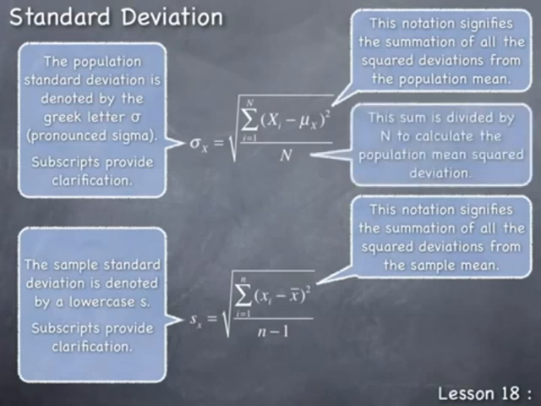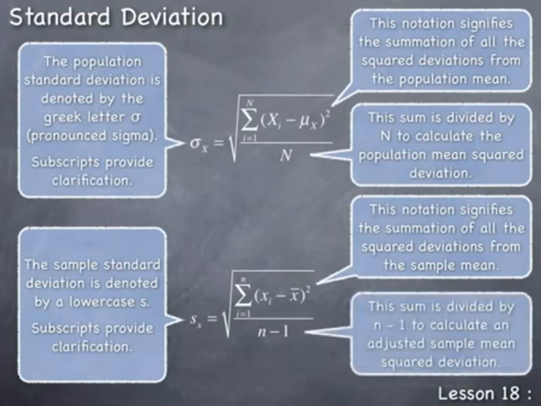Then, to find the overall average amount of these squared deviations, this sum of the squared deviations is divided by capital N in the population case to calculate the population mean squared deviations. In the sample version, this sum of the squared deviations from the sample mean is divided by n minus 1, the sample size minus 1, to calculate what we call an adjusted sample mean squared deviation. These means of the squared deviations are in statistics referred to as the variance.